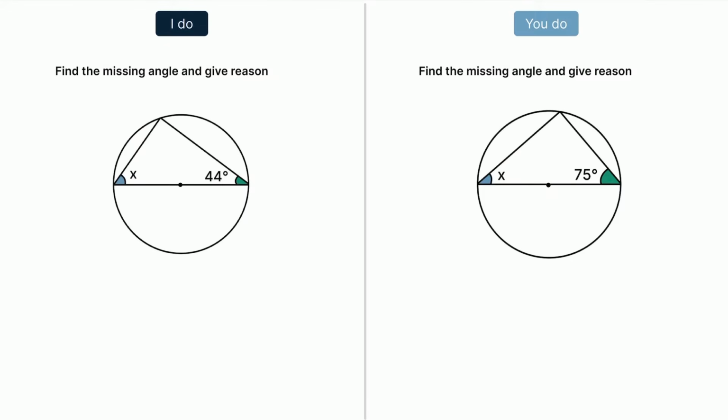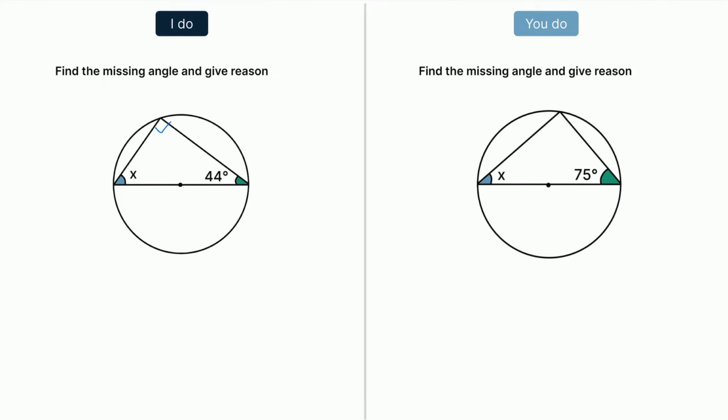So diving into an example, the first one will clarify everything. So step 1, does it have a diameter? Yes, it does. Step 2, does it have an angle at the circumference that's created by the diameter? Yes, it does. So in this case, we know that's going to be 90 using that circle theorem rule.